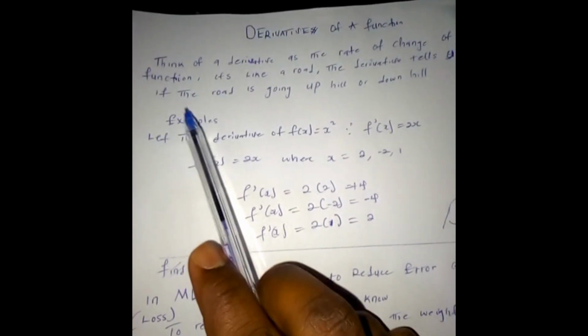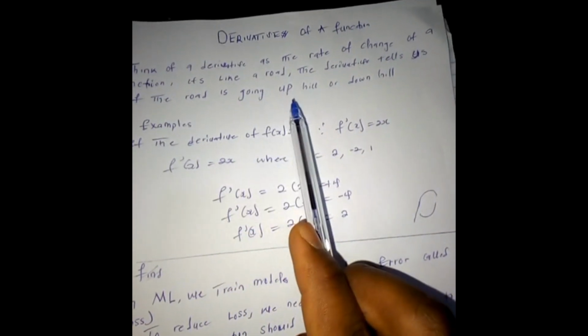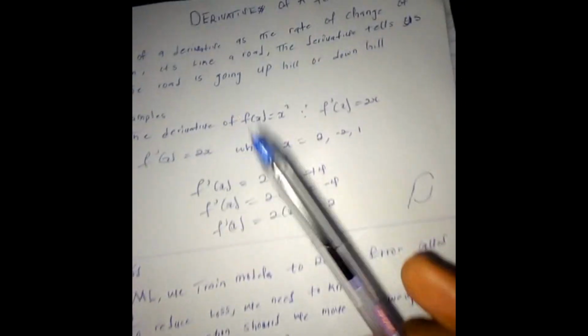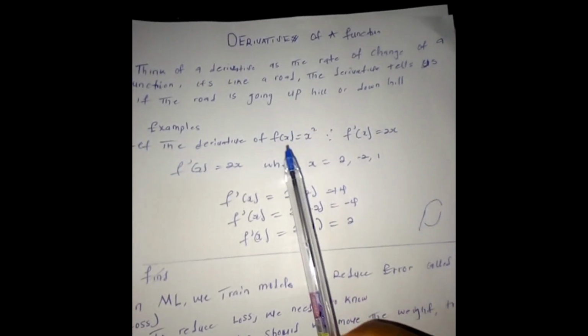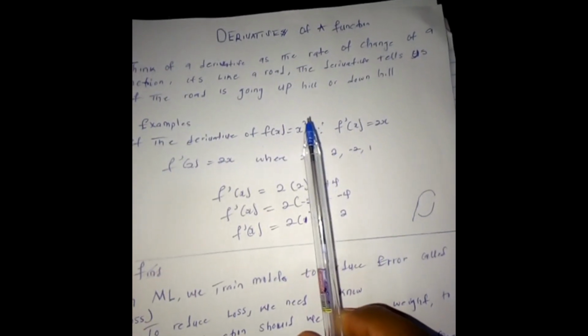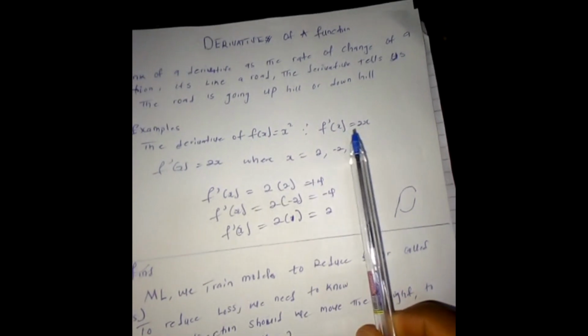So see what we have here. The derivative tells us if the road is going uphill or downhill. Let's dive straight into the example to see what we're talking about. For example, they give us a question here: f of x is equal to x raised to the power of 2. Therefore, f prime of x, or dy over dx, is equal to 2x.